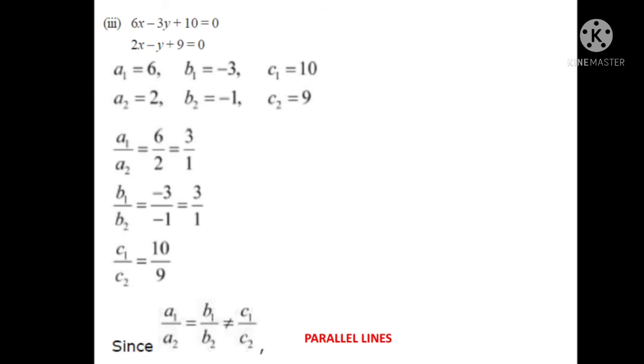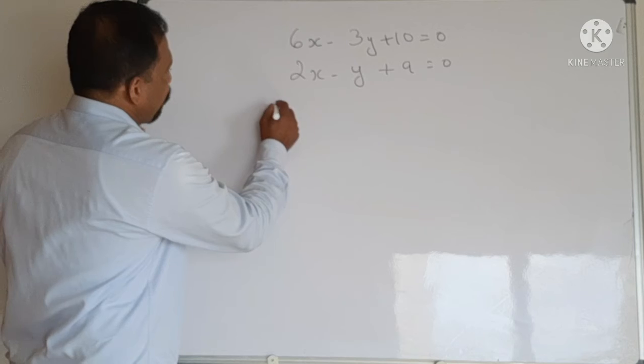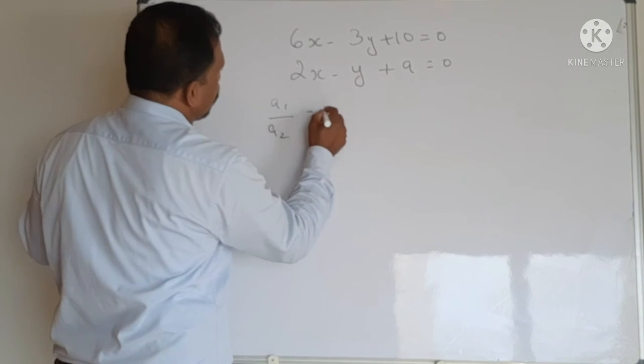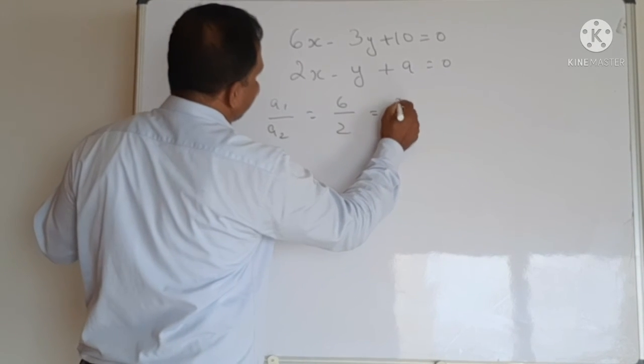Let us do question number 3. 6x minus 3y plus 10 is equal to 0, and 2x minus y plus 9 is equal to 0. Now let us see the ratios. A1 by A2 is 6 by 2, that is 3.